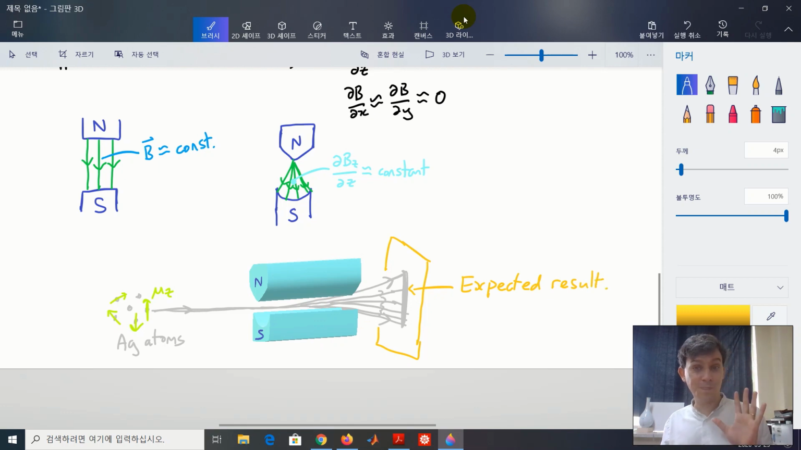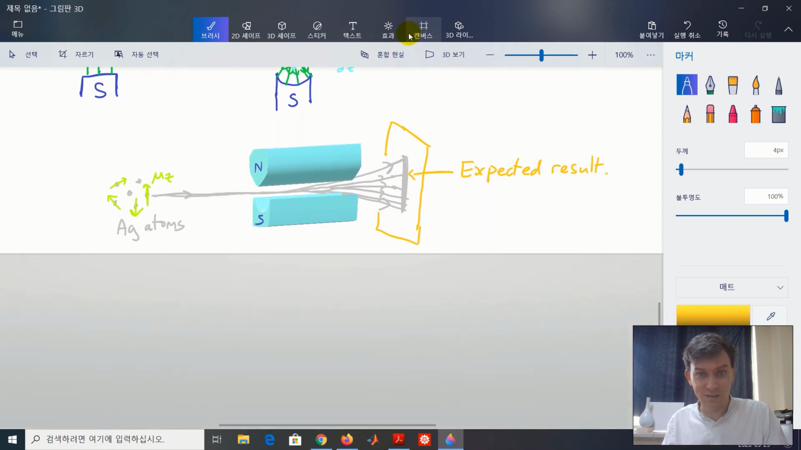But the reason the Stern-Gerlach experiment is famous is that this was not the result that was actually obtained. So the final thing is to explain what was the actual result.